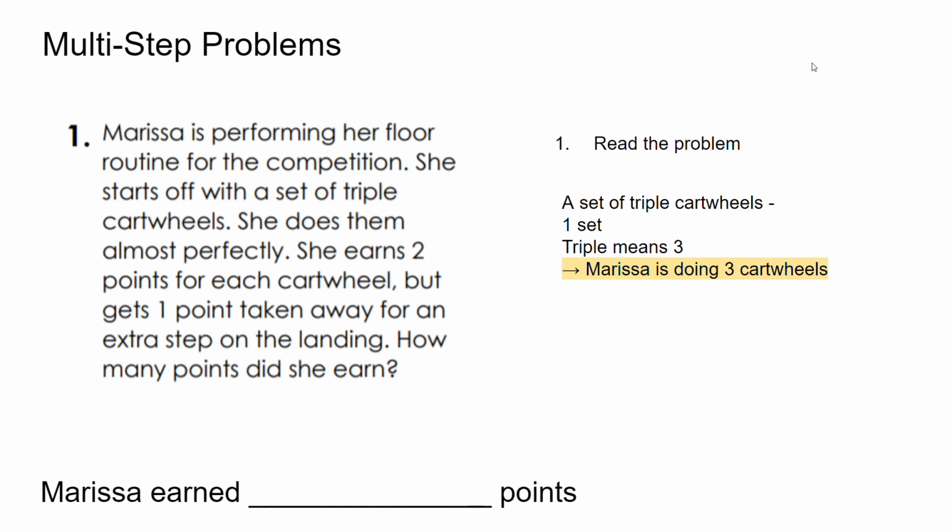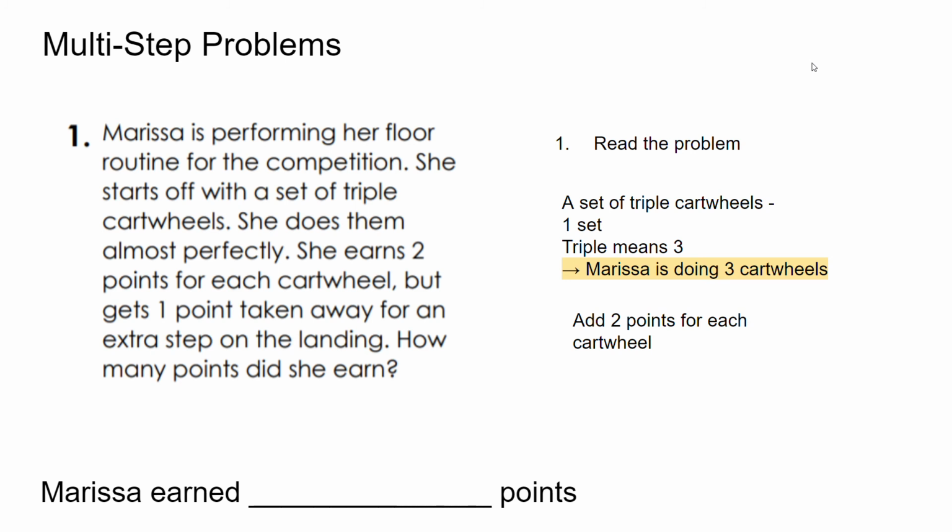Next. She earns 2 points for each cartwheel. Oh, that's important. So earns means gets, which means adds to. So we're adding 2 points for each cartwheel. Let's write that down. Instructions for later. Add 2 points for each cartwheel.